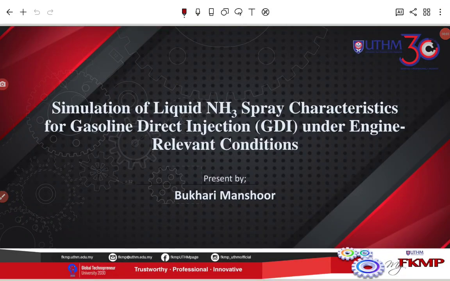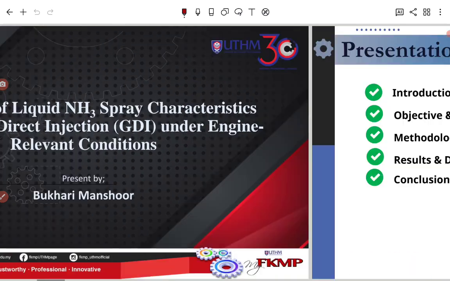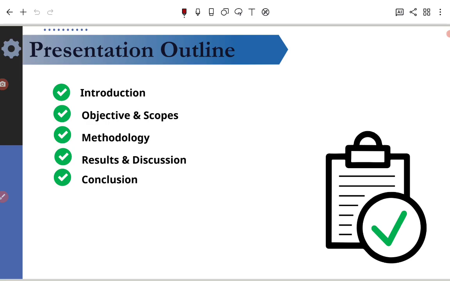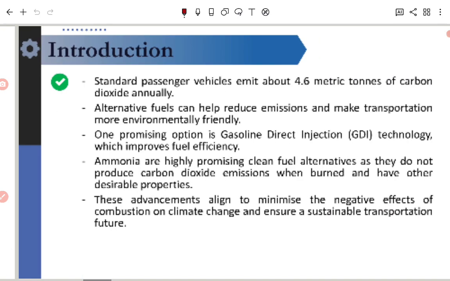Hi, very good day. Right now, I will present one of my projects, entitled simulation of liquid ammonia spray characteristics for gasoline direct injection under engine relevant conditions. This is my presentation outline: I will start with the introduction, and then go to the objective, scope, the methodology for my project, and then I will discuss the results that I found during this project, and then I will conclude all the findings for this project.